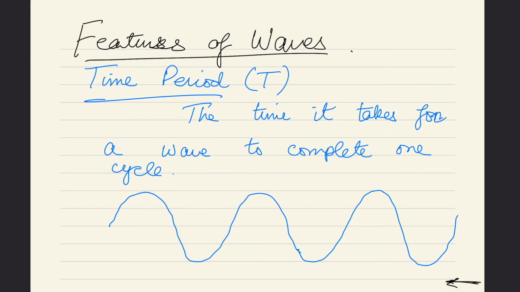For example, this wave took 6 seconds to complete these 3 cycles. So for one cycle it will be 2 seconds. Or in simple words, you can just say the time it takes for a wave to complete one cycle is the time period of the wave. So the time from here to here is the time period. We represent time period with capital T, and let's discuss the relationship between the time period and the frequency. As I told you, time period is opposite of the frequency, so let's discuss its relation.